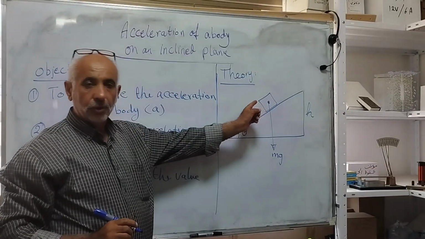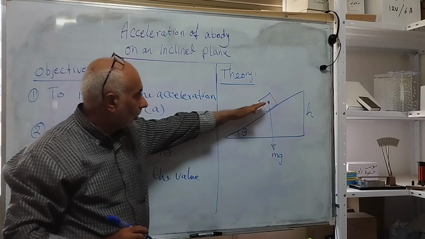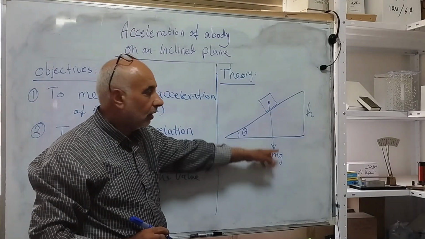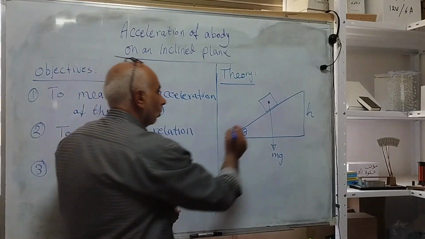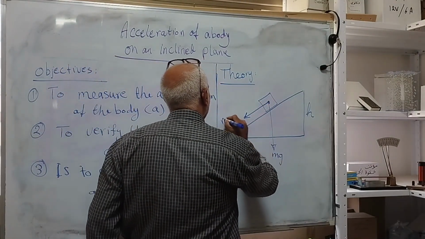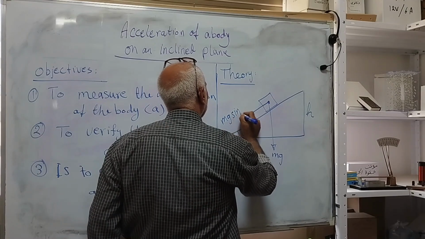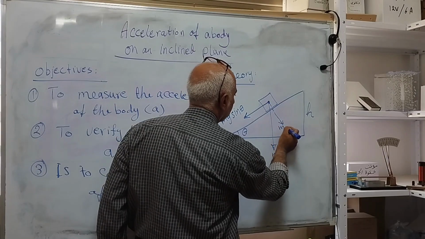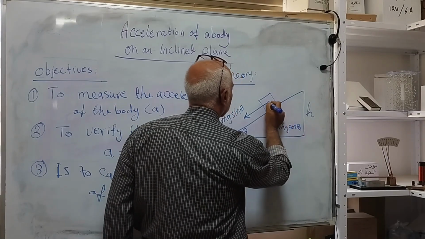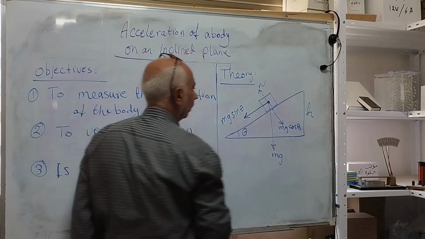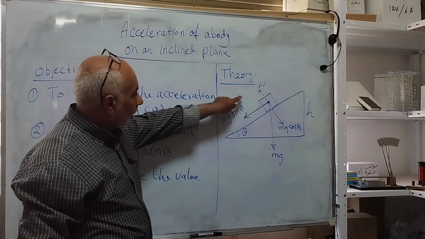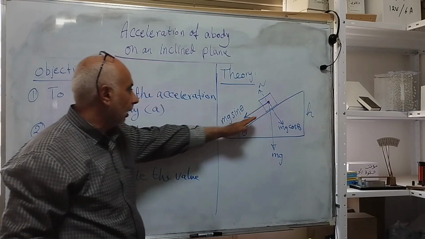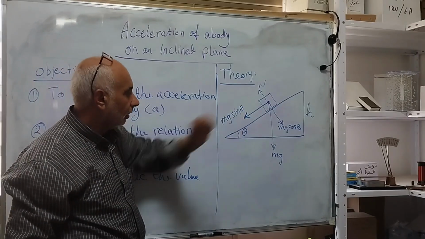The force which causes the motion on the inclined plane is the component of mg in the direction of the plane, which equal to mg sine theta. Here is the other component, mg cosine theta. Here is the normal force. So the only force which causes the motion of the object on the inclined plane equal mg sine theta.